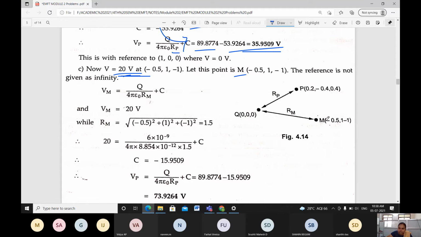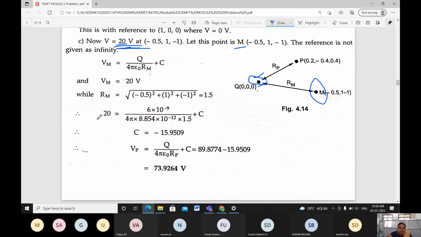Then Vm is going to be at this point, what is the potential? Vm is equal to Q divided by 4 pi epsilon naught into Rm plus a constant. In this case, Vm is given as 20 volts. Then what is Rm? It is the distance with respect to Q only that we are going to find. Therefore, directly I can write minus 0.5 square, 1 square, minus 1 square, and we get 1.5.